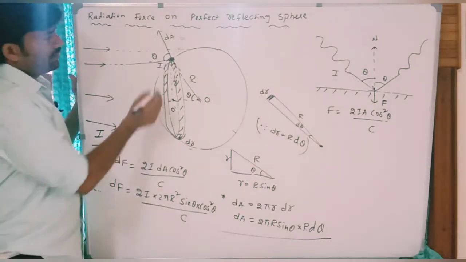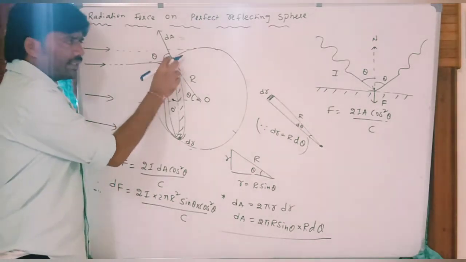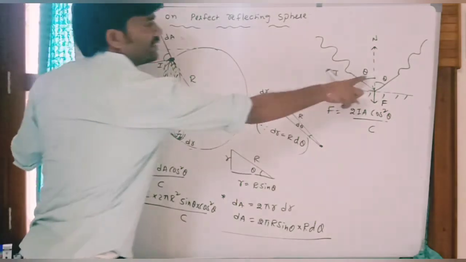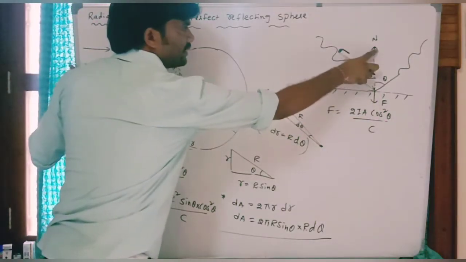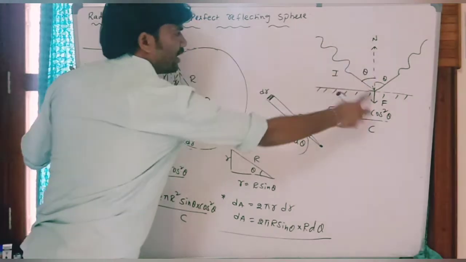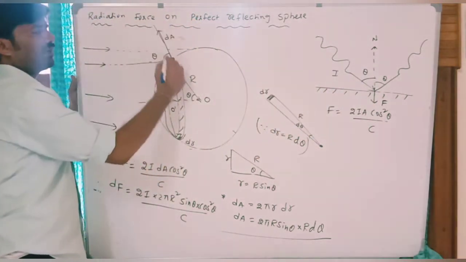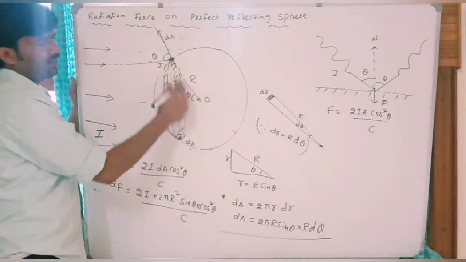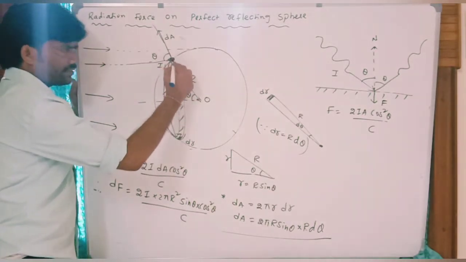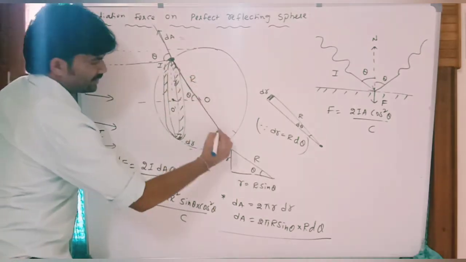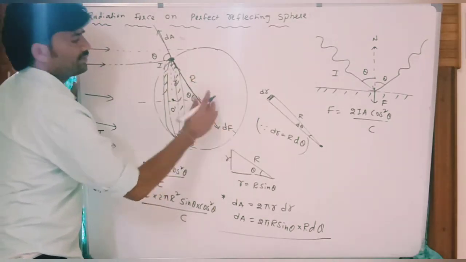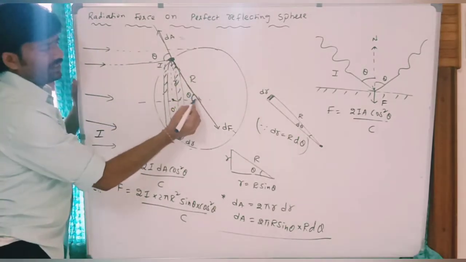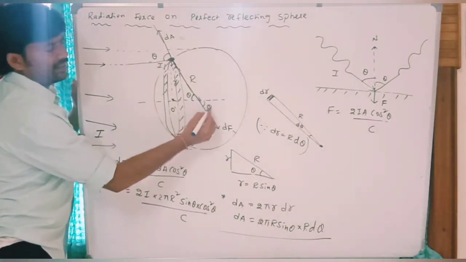To know that, first, what is the direction of the force experienced by this part of the strip? Based on this diagram, it is always against the direction of the normal. This is the direction of the normal to this strip, and it passes through the center of the sphere. So the force on this strip at this part is like this, dF. It passes through the center like this. If this angle is theta, this angle is also theta.